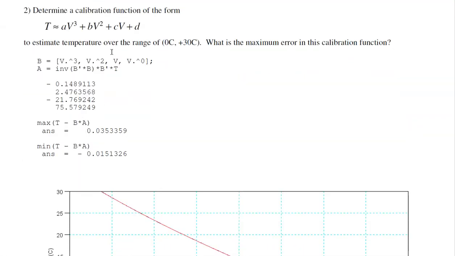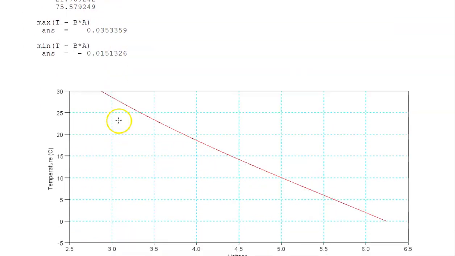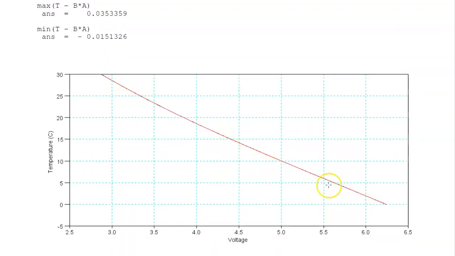Problem 2 says let's use a cubic curve fit. All you have to do here is change the basis function to have a cubic function. Now do your least squares just like we did before. The first number is times the first basis element. This is minus 0.14 v cubed. The second answer is times the second basis element, 2.47 v squared, minus 21 v plus 75. If I do that, I now get a curve fit which is much closer. It's only off by 0.03 degrees Celsius.